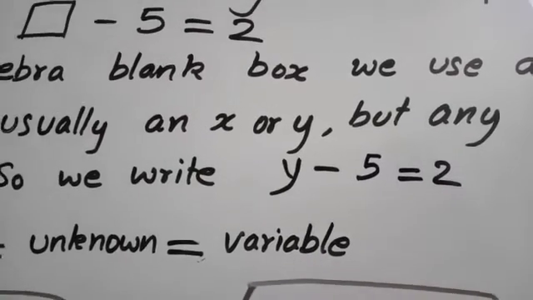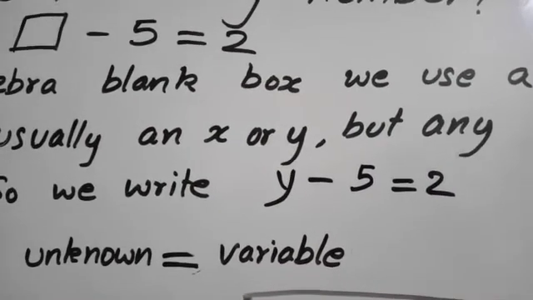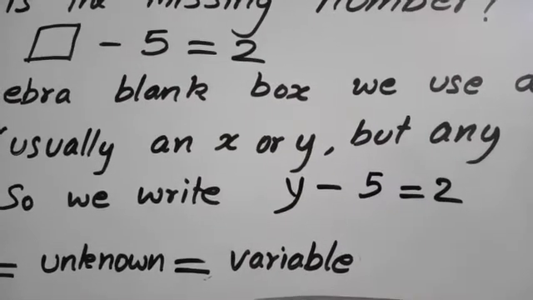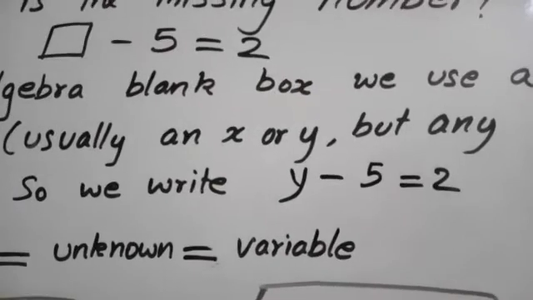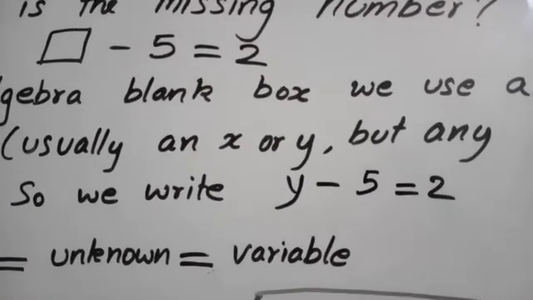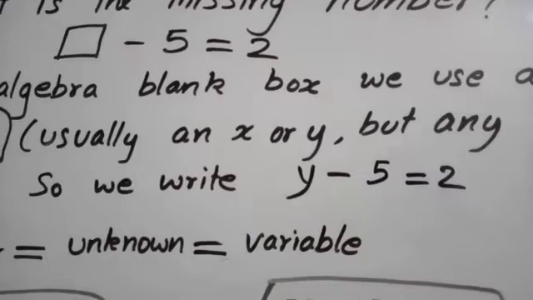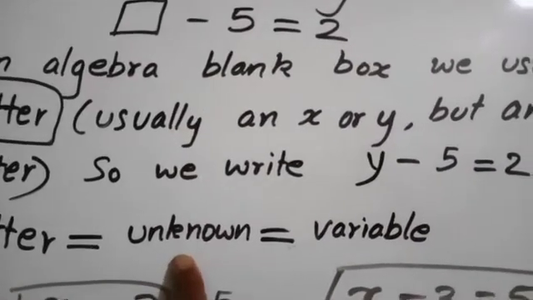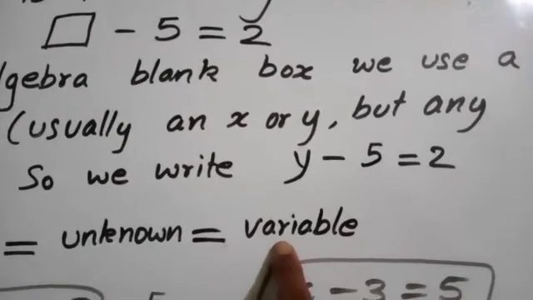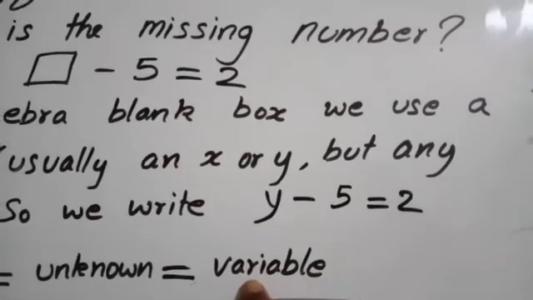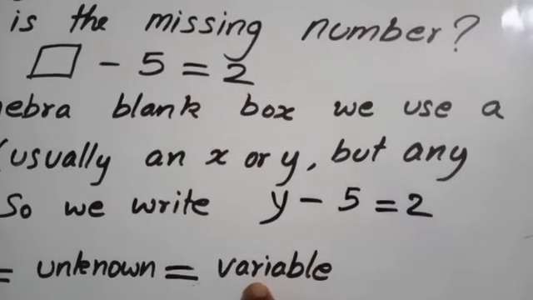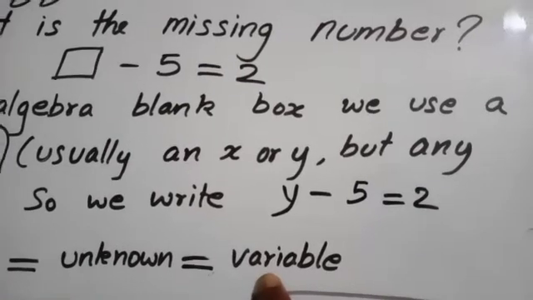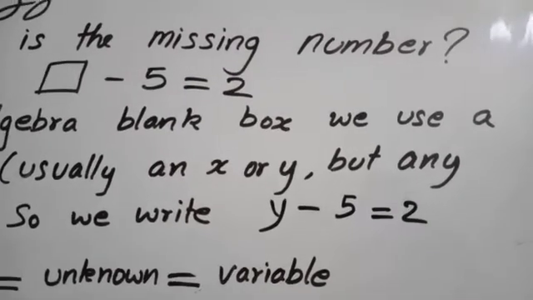There is no fixed value for these letters. Even if you take the same letter, there is no fixed value. It changes according to the situation, according to the given problem. So these letters we consider as unknown. That unknown letter we call a variable. Why do we call it a variable? Because there is no fixed value for these letters, so we call it a variable.